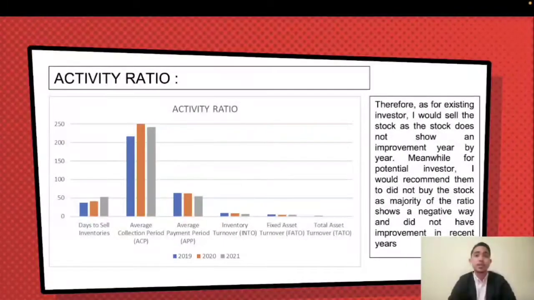Next is activity ratio. Activity ratio is used to determine the efficiency of the company in using its asset in generating sales. These ratios will indicate whether the assets are too low, too high or reasonable for the company's current and projected operating level. Therefore, as for existing investor, I will sell the stock as the stock does not show an improvement year by year. Meanwhile, for potential investor, I would recommend them not to buy the stock as the majority of the ratios show a negative trend and did not have improvement in recent years.